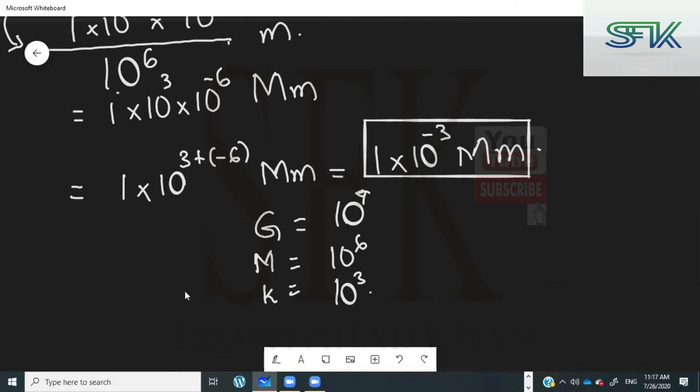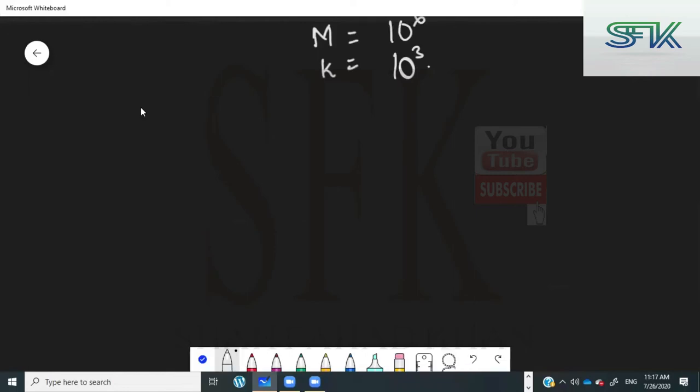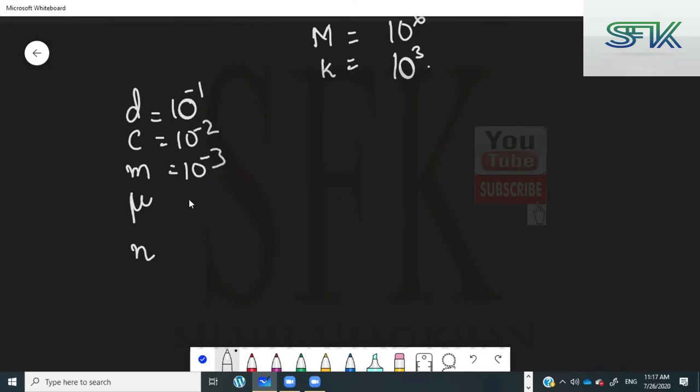negative prefixes? Now, let's look at the negative prefixes. We've got deci, centi, milli, micro, and nano. Deci means 10 raised to the power minus 1, centi means minus 2, milli means minus 3, micro means minus 6, nano means minus 9.